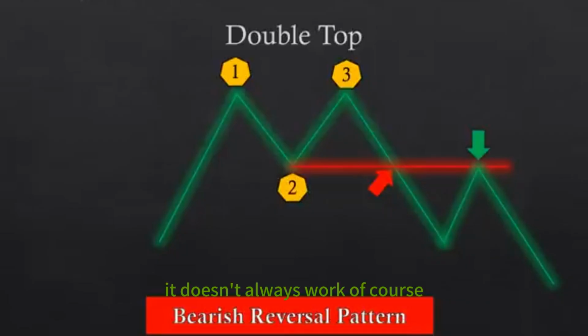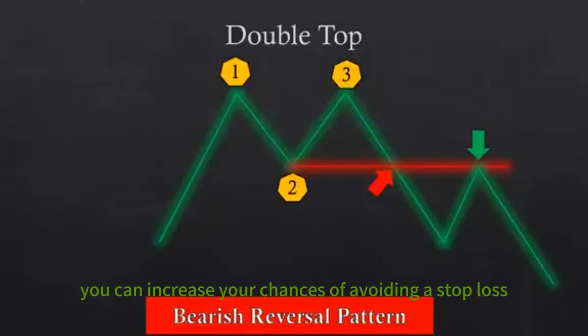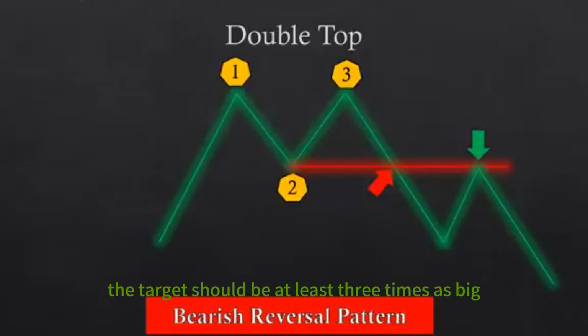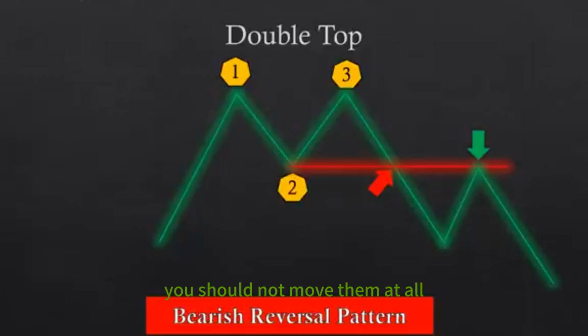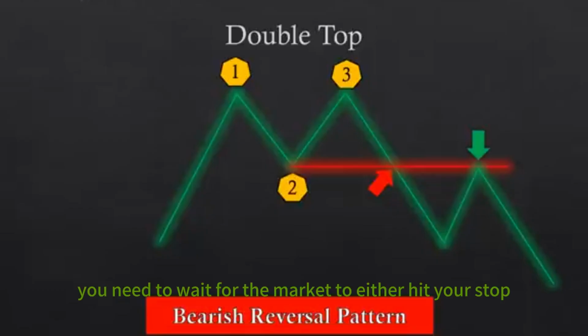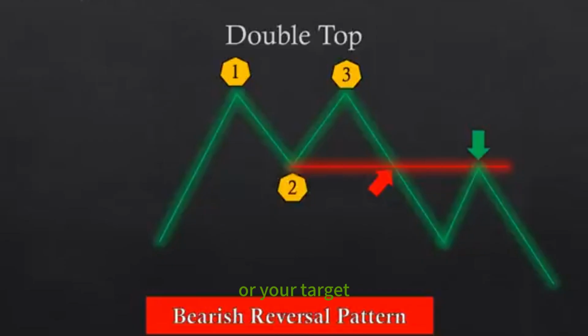It doesn't always work, of course, but by using this logic, you can increase your chances of avoiding a stop loss. The target should be at least 3 times as big as the stop loss size. Once your stop and take profit targets are set, you should not move them at all. You need to wait for the market to either hit your stop or your target.